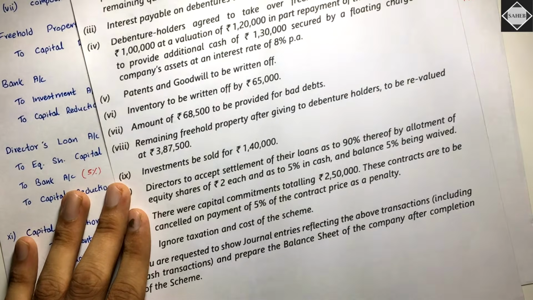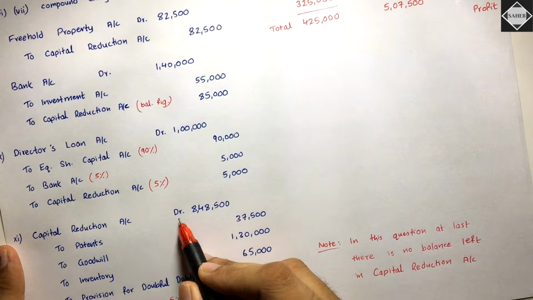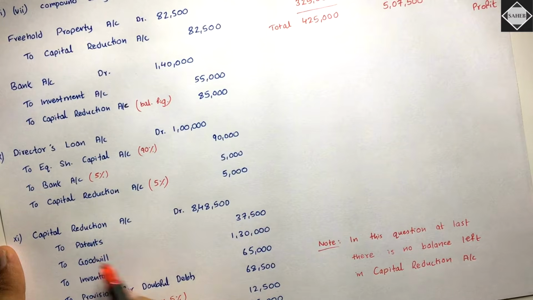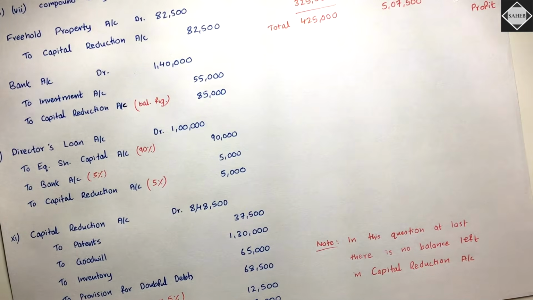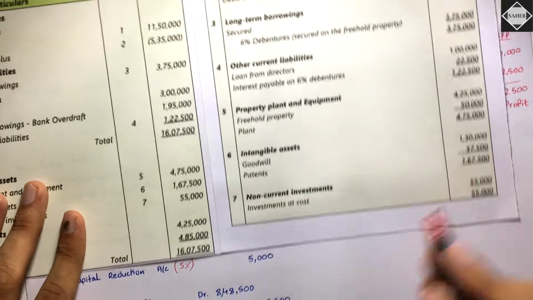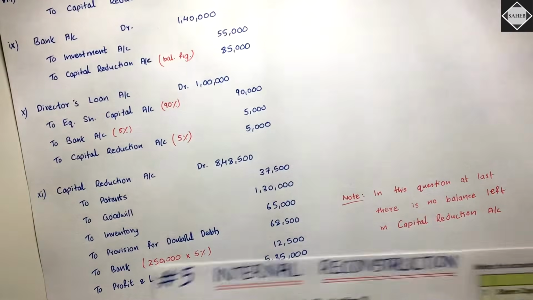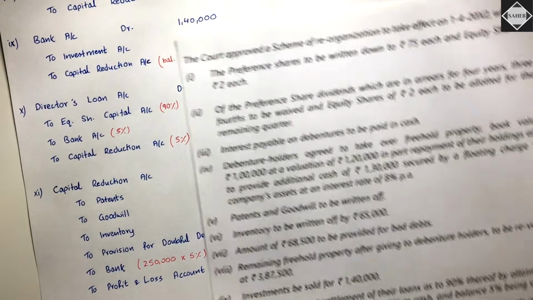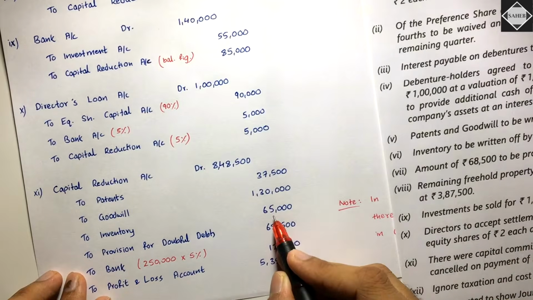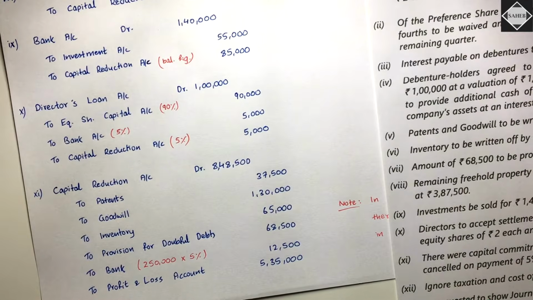Okay, fine. So we'll do that in the club entry only. See here, capital reduction account debit. First this amount will be blank over here, leave that. Take here the patents. How much? 37,500. You can get that in the balance sheet. See here in the balance sheet, patents are there, 37,500. And then goodwill 1,30,000. And then inventory: they have said you have to write off the inventory by 65,000. Inventory to be written off by 65,000. So inventory 65,000. They have said by, not to. So see in the question, the inventories are how much?